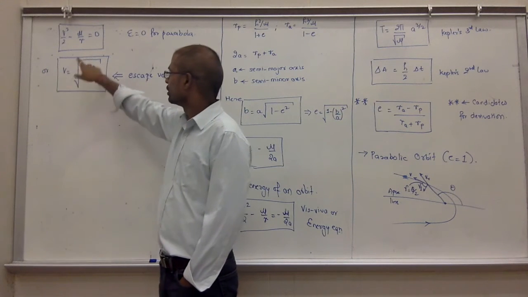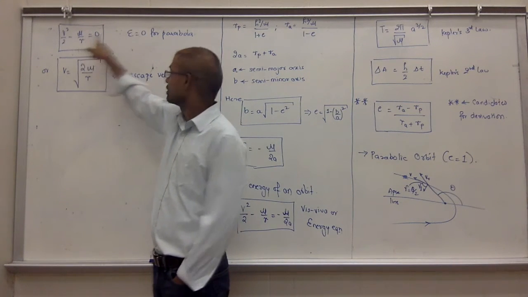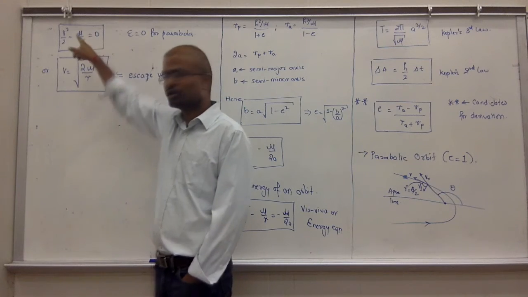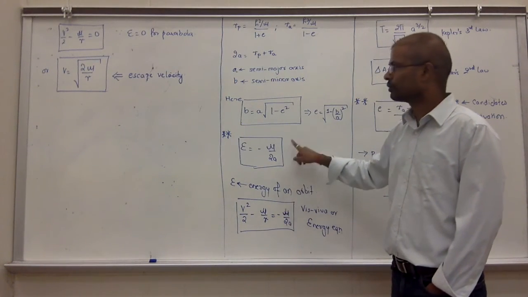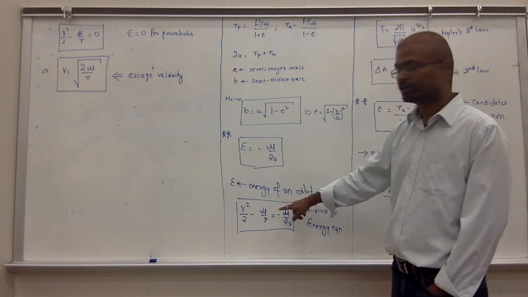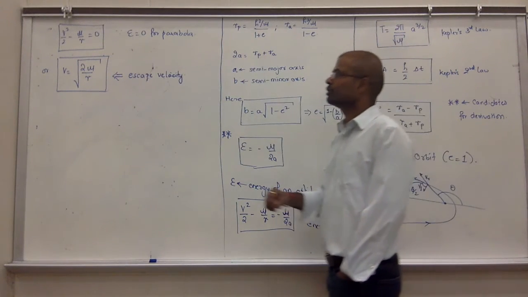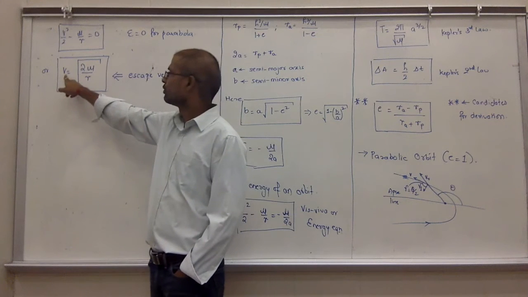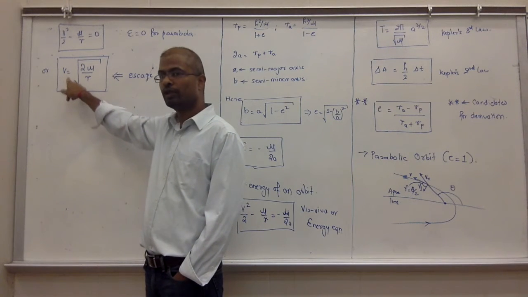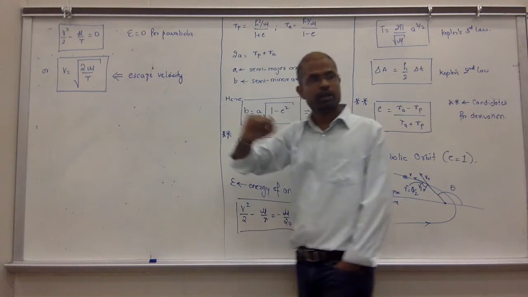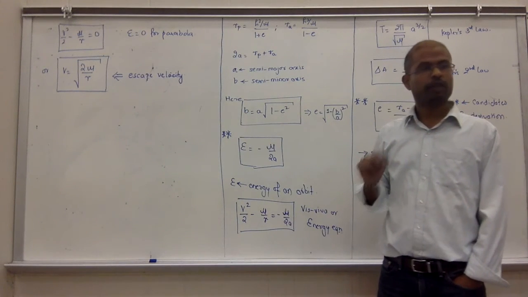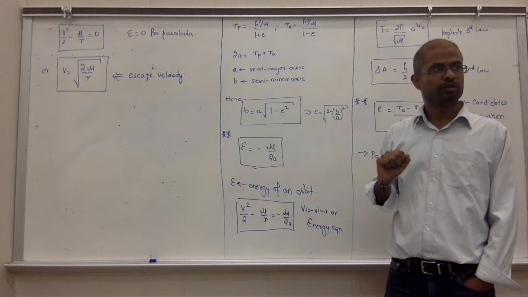Now if I substitute that, I said epsilon is 0, right? So look at the Vis-Viva equation, and you substitute epsilon equal to 0, you're going to get this. And from this you can figure out what V is. V is equal to the square root of 2 mu over R. So depending on where you're escaping from, you understand what that means?